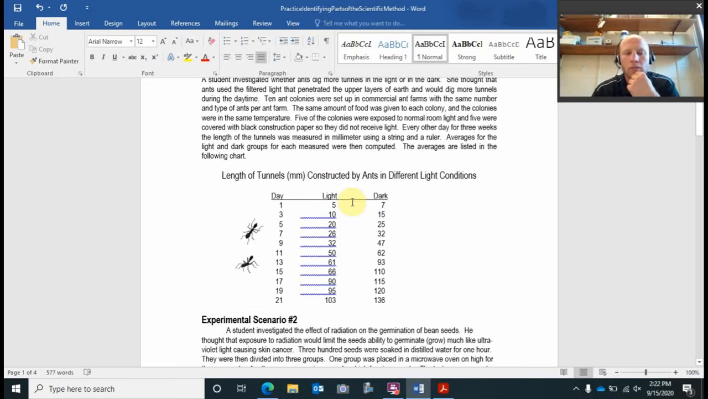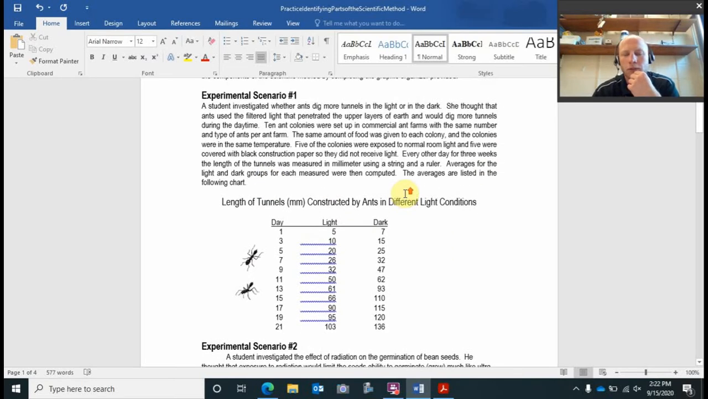Okay, so what's the observation? What's the question here? Or what's the problem? Ants dig tunnels. That's about as good an observation as I can make. That's why I really don't care for observations sometimes, but a better thing is the question.